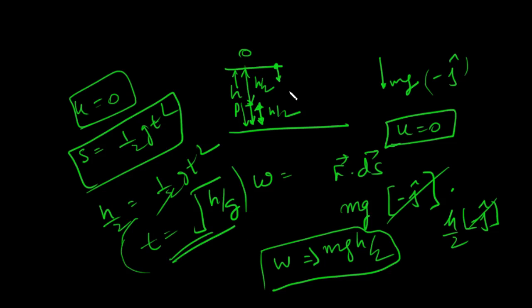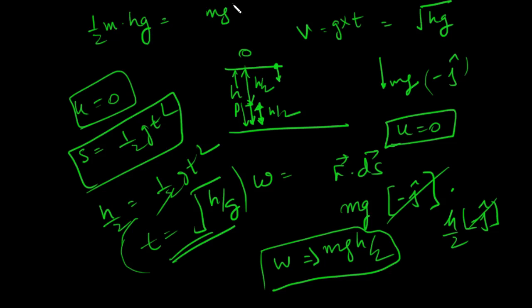What is the change in kinetic energy from O to P? What will be the velocity? Velocity would be equal to g into t. And what is t? T is root h by g, so it will be root hg. So what will be the kinetic energy? Half m v square is hg, so mg h by 2. Since here u was 0, initial kinetic energy is 0. So you see both expressions are same.